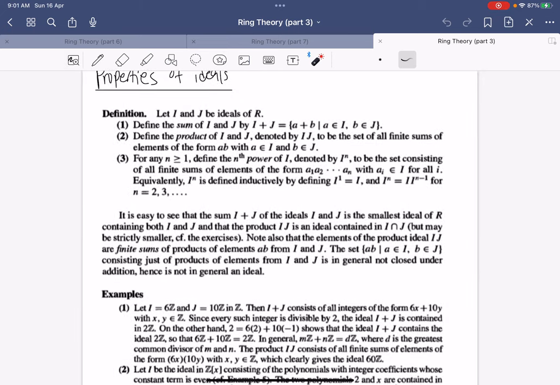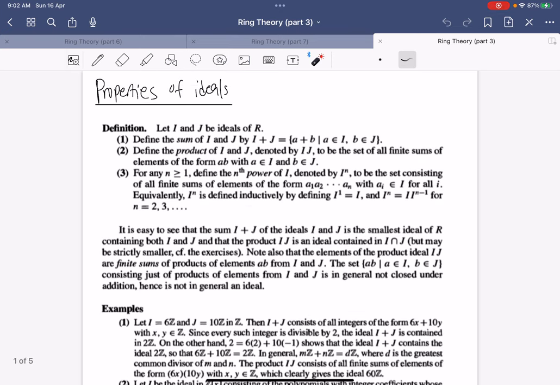And so now we define the sum of two ideals to be a plus b for all a in the I ideal, b in the J ideal. And the product to be the set of all finite sums of the form ab. So this equals the sum of ab, where a is an element of I, b is an element of J. And the nth power is just of the form a1 times all the way to an, and all these ai are elements of I. Or you can just define it inductively.